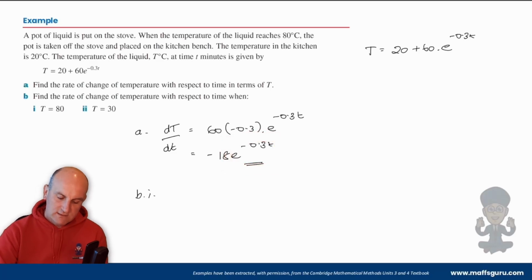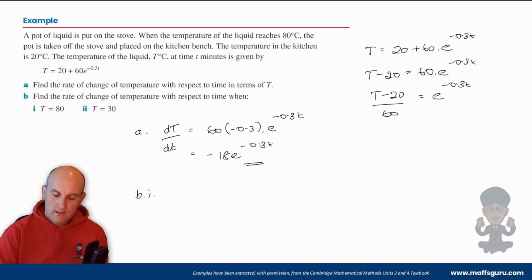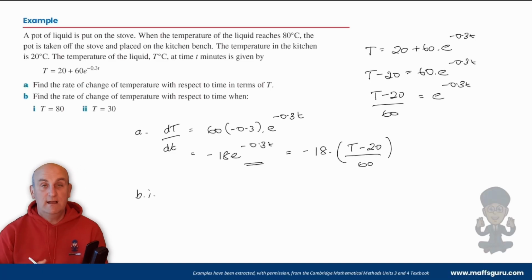So I'm now going to take 20 from both sides, divide by 60, and there we go. So now when I see e to the minus 0.3t, I can substitute that. So that's now actually the same as minus 18 times T minus 20 on 60. So now I've got it in terms of T. Life is good. We can do this.